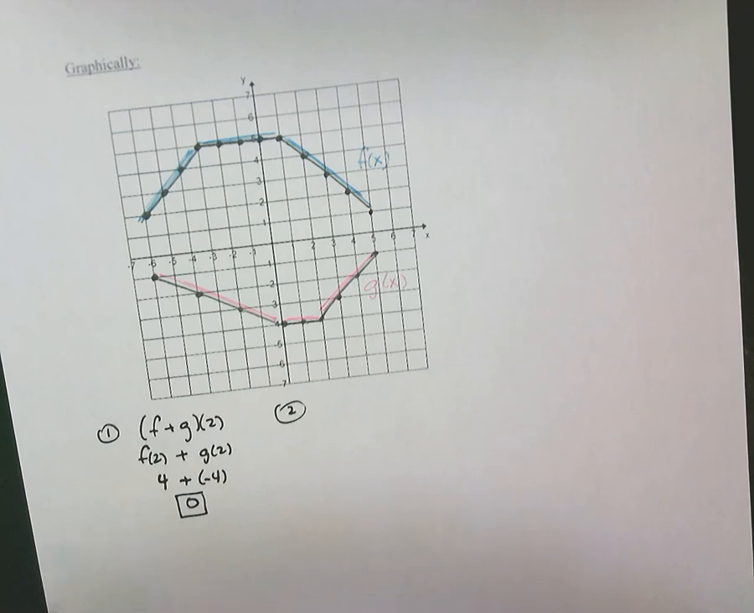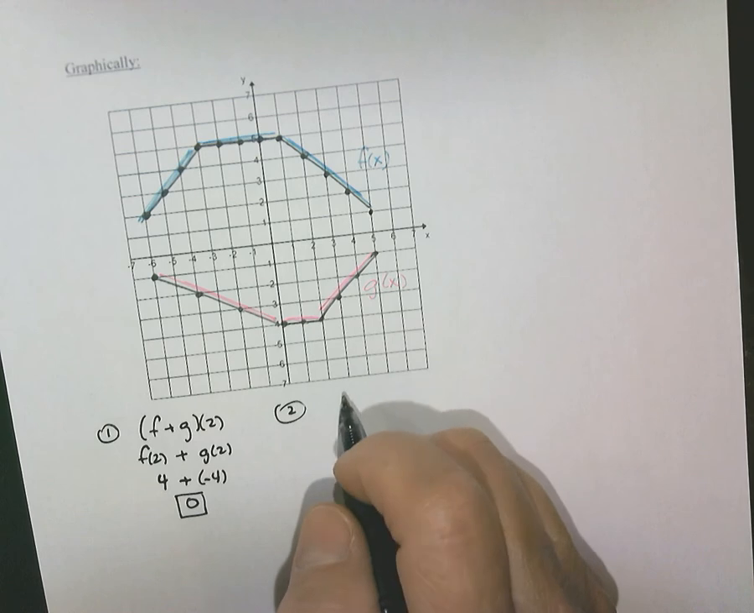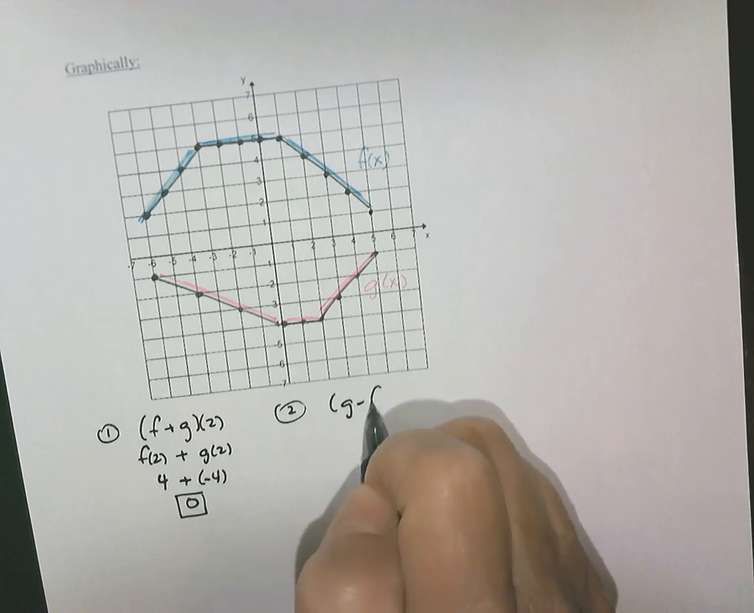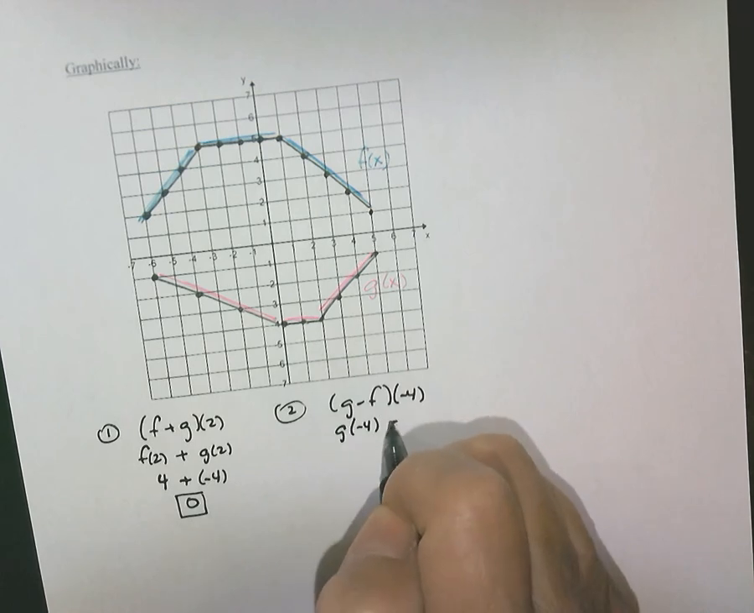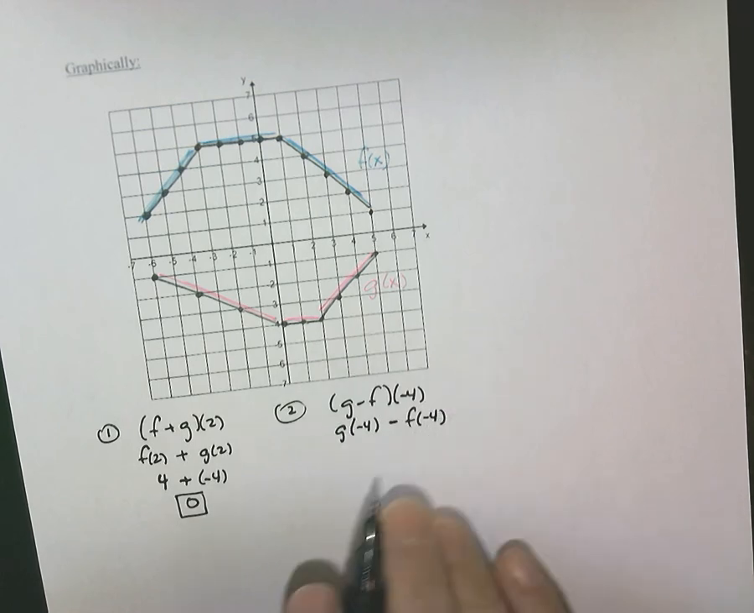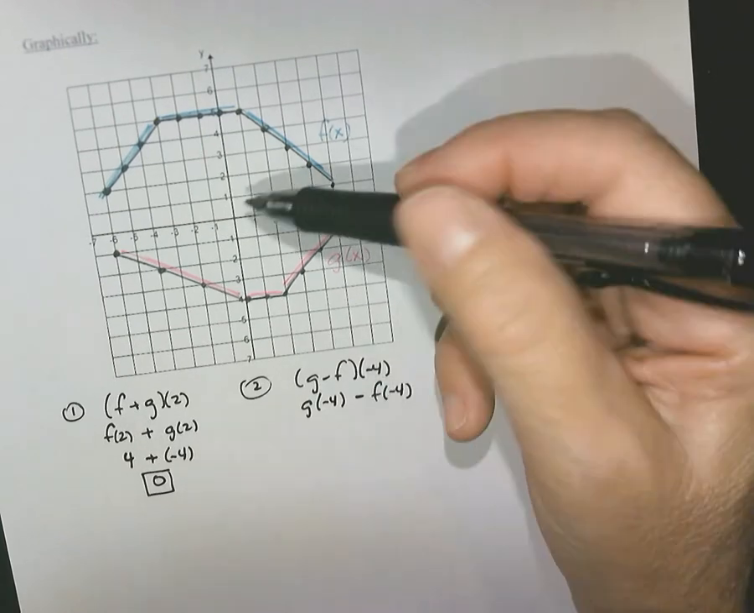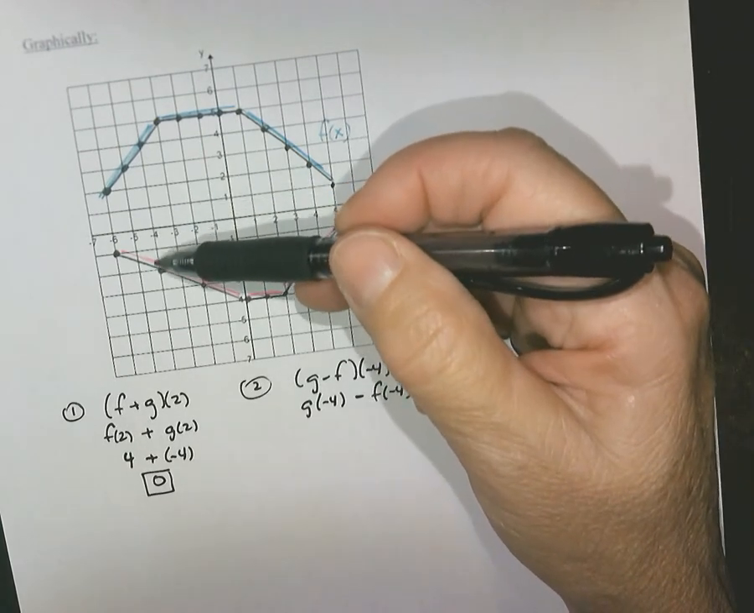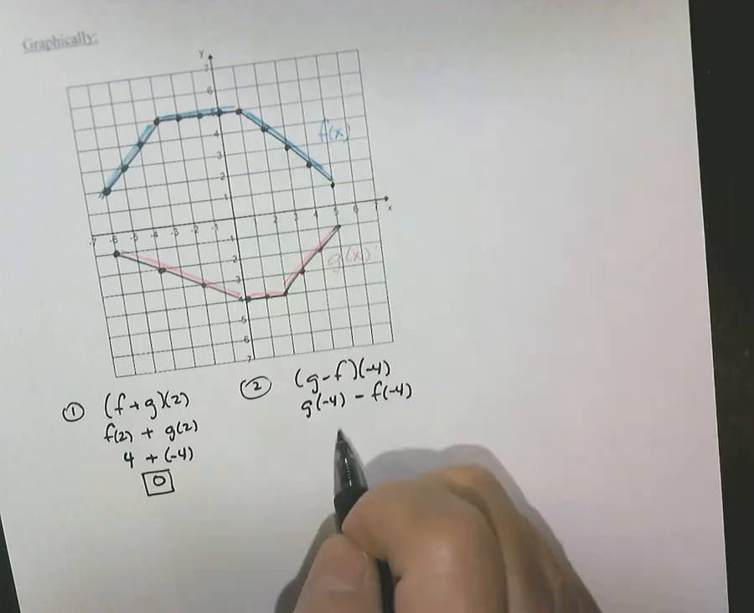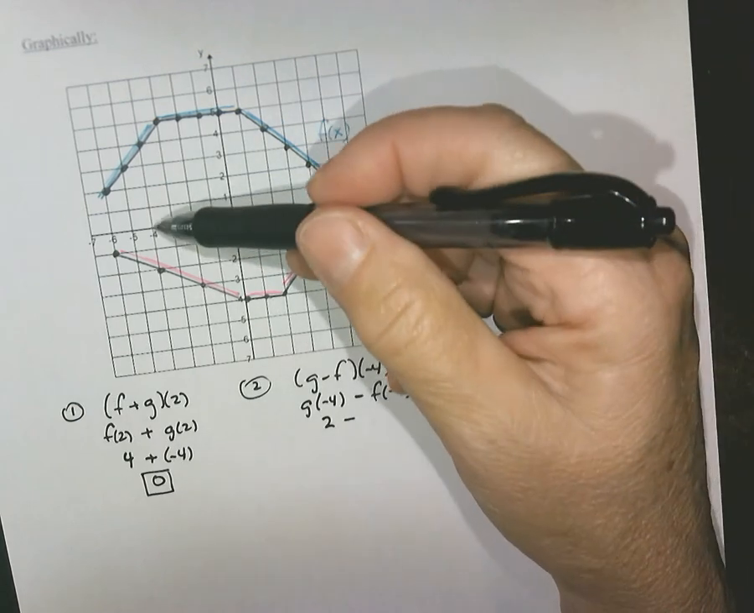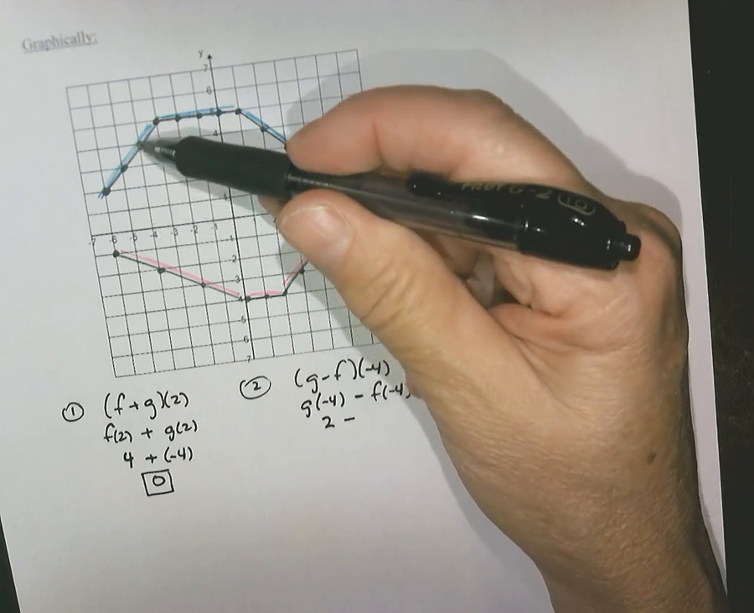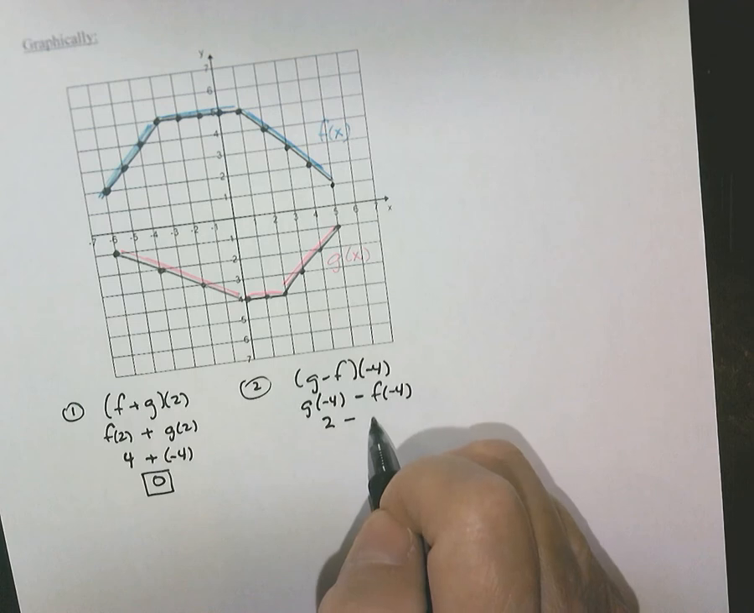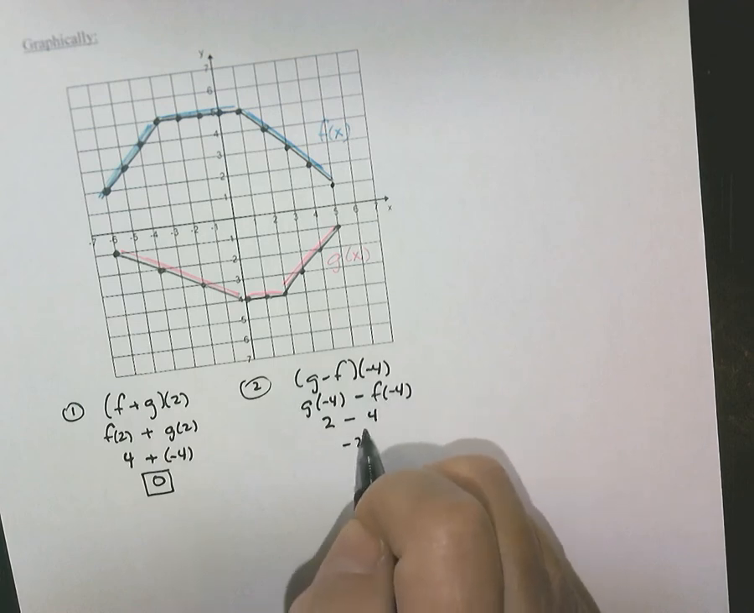They don't have to be f plus g. I could do g plus f or g minus f. So let's do g minus f of negative 4. So that means I want g of negative 4 minus f of negative 4. G of negative 4, so I come to the x equals negative 4. G of negative 4 is equal to 2. F of negative 4, here's negative 4. I go to the blue function, it takes me up, that's equal to 4. 2 minus 4 is negative 2.